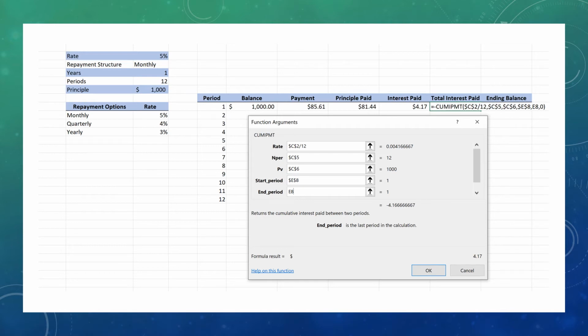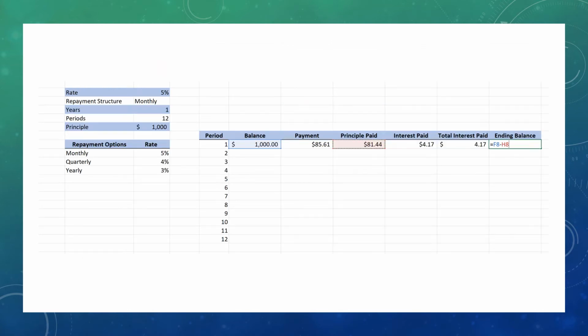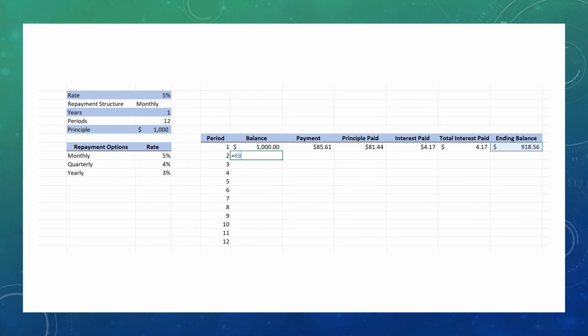Alright, let's move on to the ending balance and the next beginning balance. The ending balance can be calculated by subtracting the principal paid from the balance. Please look at this picture because it excellently illustrates the ending balance. No dollar signs are needed for this. The next beginning balance is equal to the previous ending balance and is simply that value. Once this is entered, there are no more formulae that need to be written.